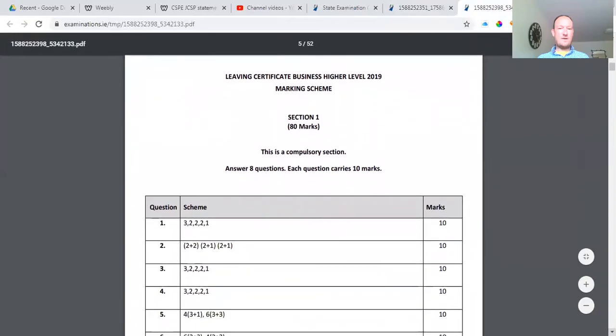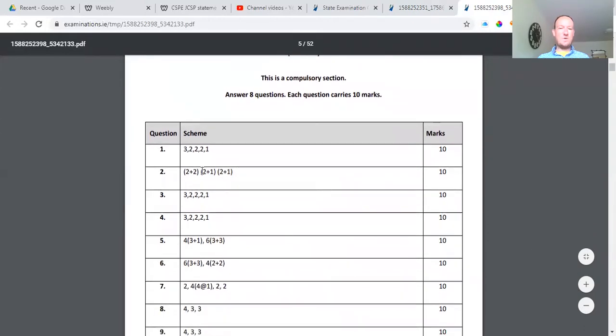If we move down here, we have the marking scheme for section 1. So you remember section 1 was the short, compulsory, and you've got 80 marks going for that. Well, it breaks down the points for each question. So your short question 1 is broken down. You get 3 marks, then 2, 2, 2, and 1 for your final one.